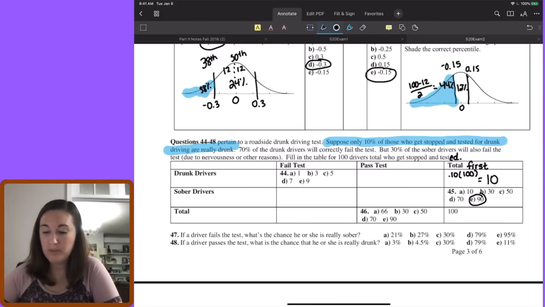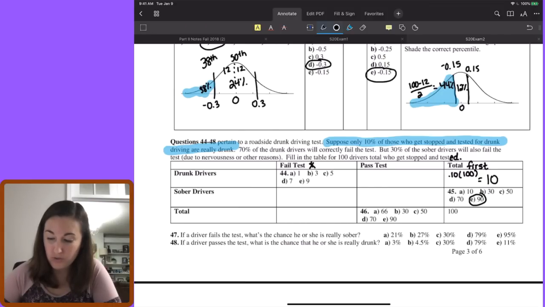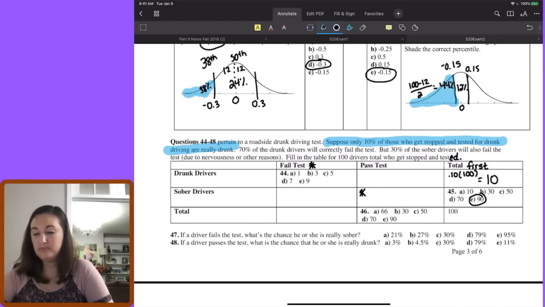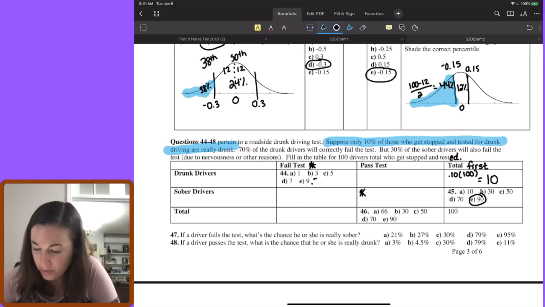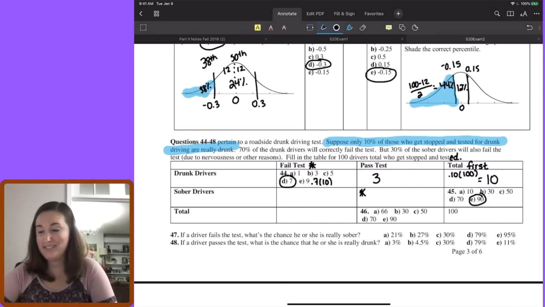So what else does it tell me? It says 70% of the drunk drivers will correctly fail the test. So this is correct, right? If they're drunk, they should fail. They should pass if they're sober. So let's see, 70% of the 10 people, 0.7 times 10 is just 7. So 7 of them will correctly fail. 3 of them will pass.